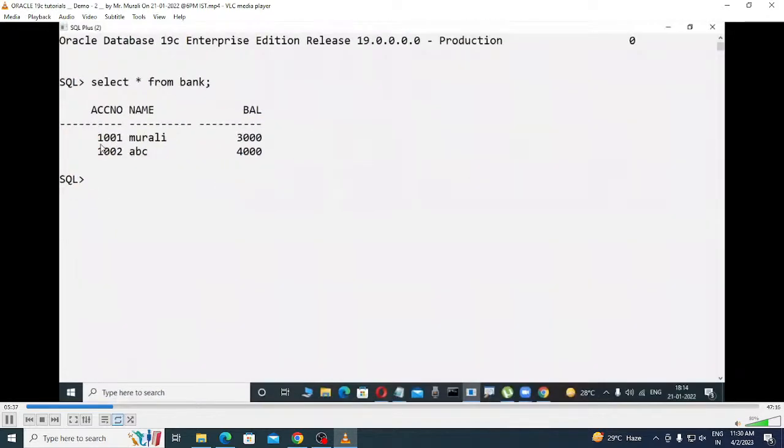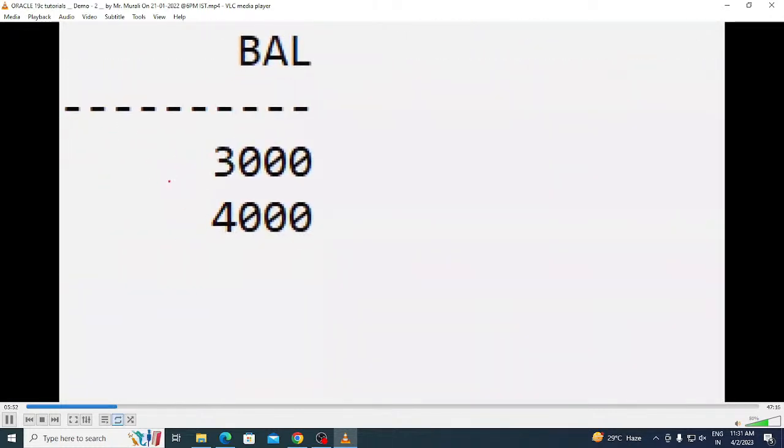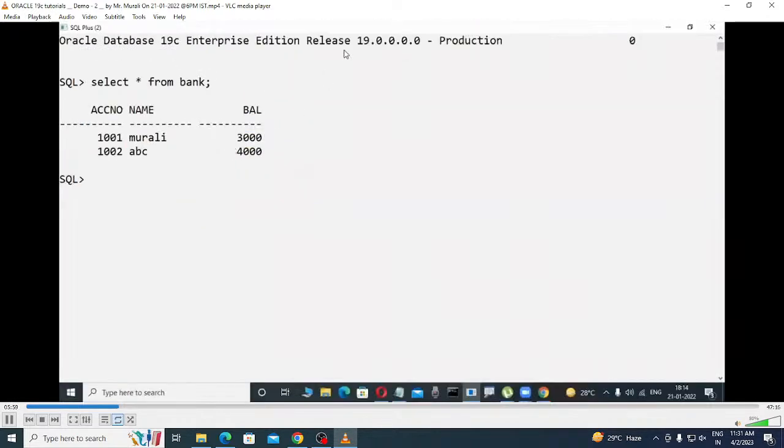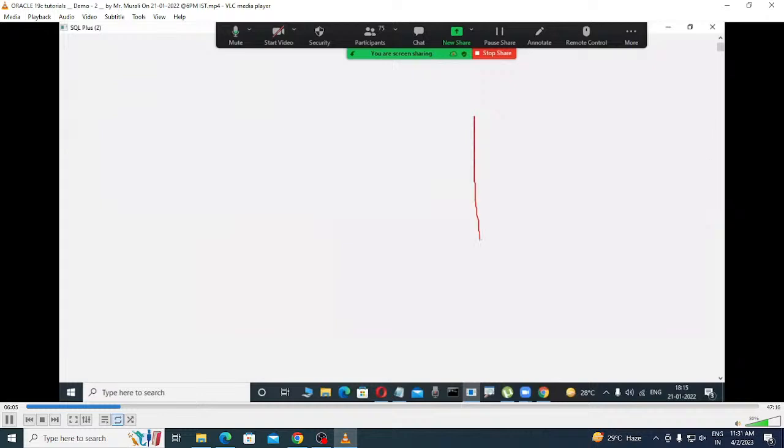Suppose this data, observe it for one minute. 1001 is an account number. My name is Murali, I'm an account holder. My balance is how much? 3,000. Observe here, my balance is 3,000, for example. Now check out the scenario. This is an ATM machine, for example.